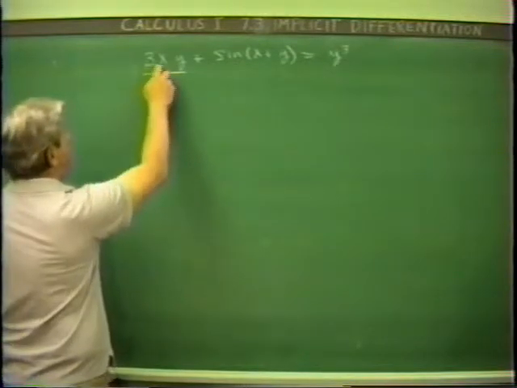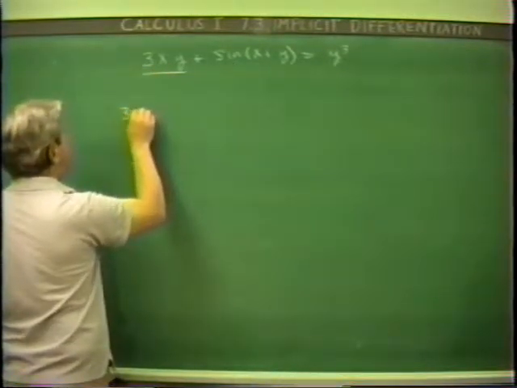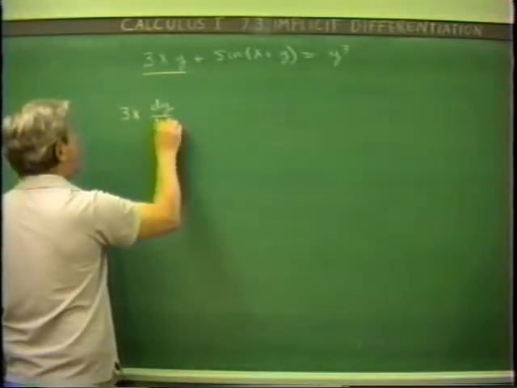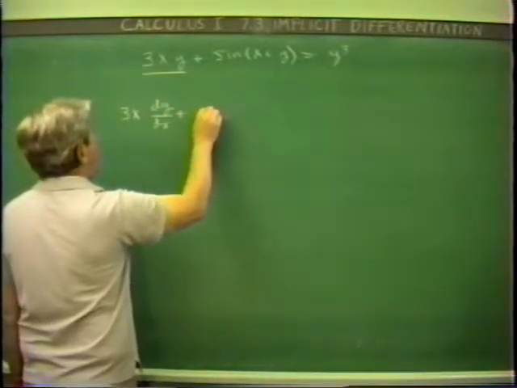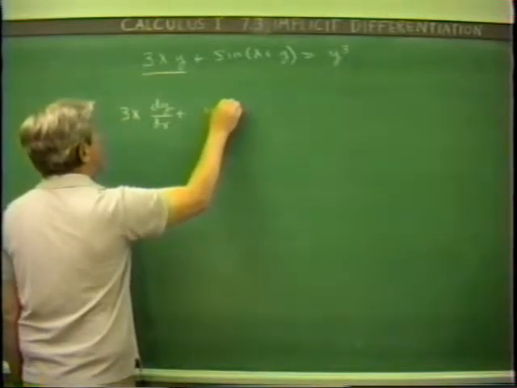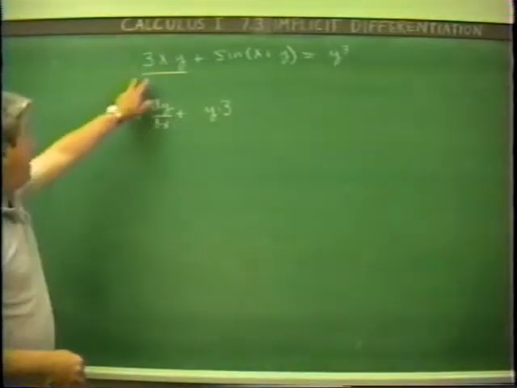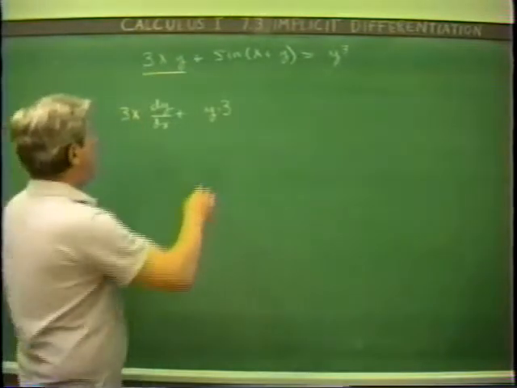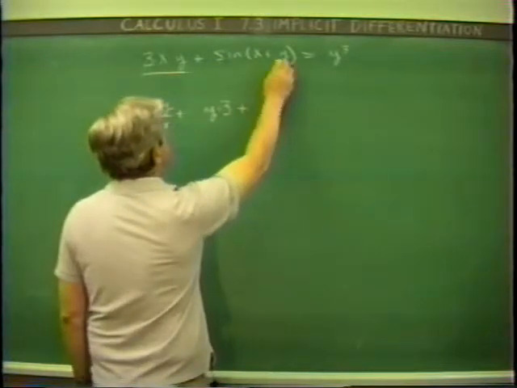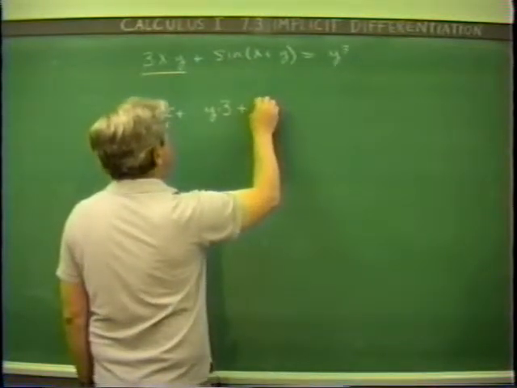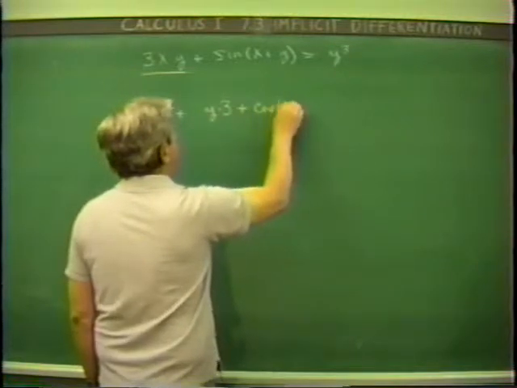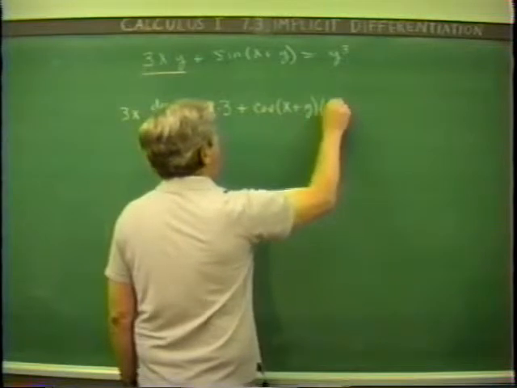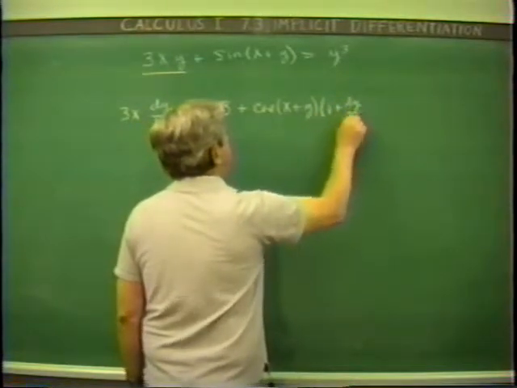All right, this left-hand side here, 3xy, is a product, so the derivative is going to be the first, 3x, times the derivative of y with respect to x, plus the second, y, times the derivative of the first. Here, when you differentiate y, you've got to treat it as a function of x. Plus, now this is a composition, sine of (x plus y), so the derivative is going to be the cosine of (x plus y) times the derivative of x plus y, which is 1 plus dy/dx.